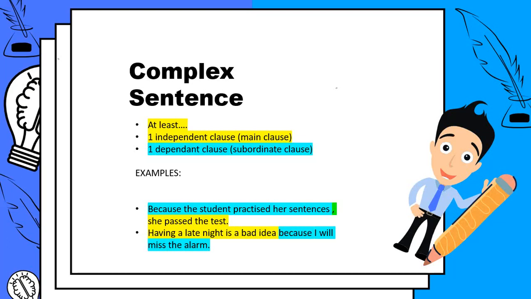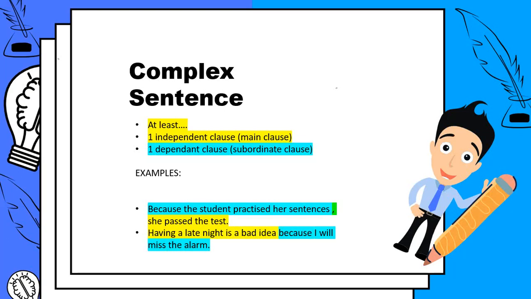Because the student practiced her sentences, she passed the test. Because the student practiced her sentences, it needs something else. It doesn't make sense by itself, so it's the dependent. It depends on she passed the test to make it make sense. So we have the dependent and the independent.